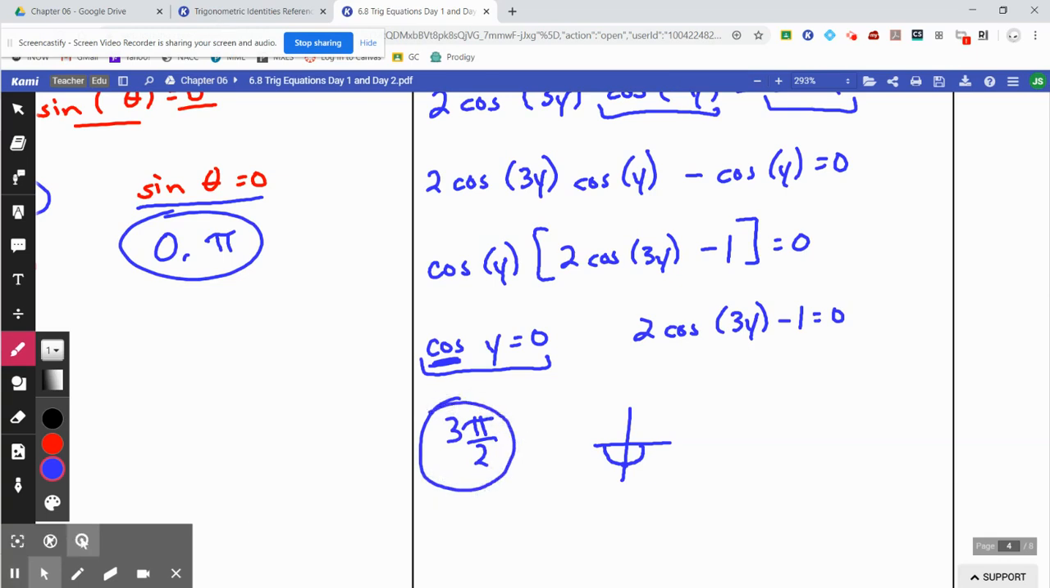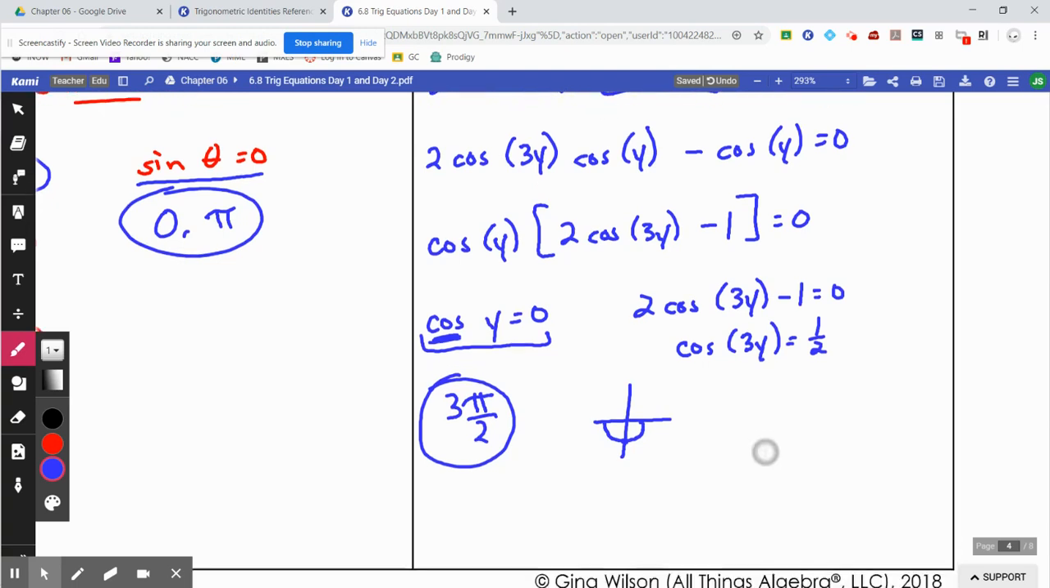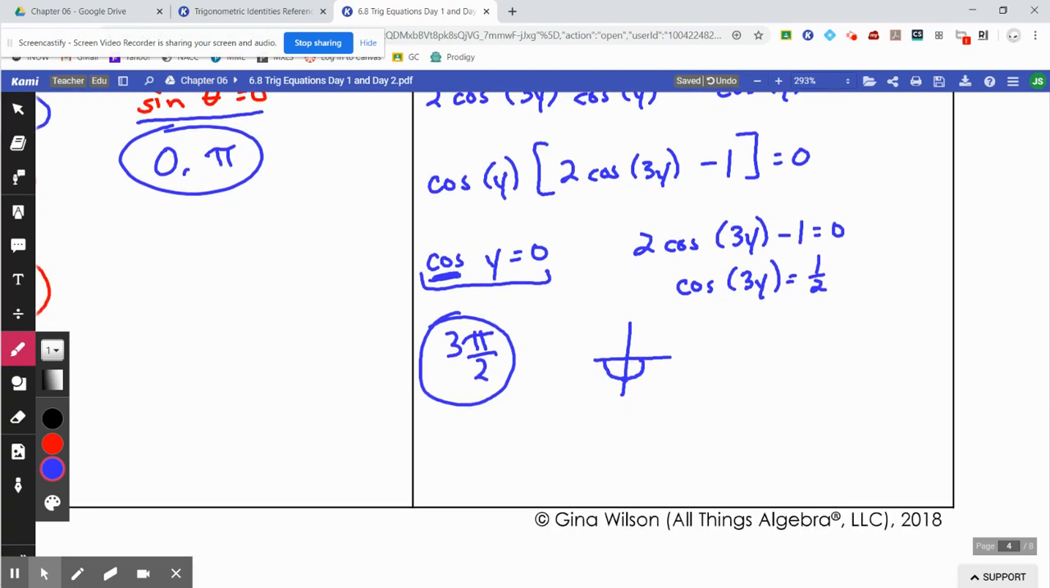Okay, now with the second one, cosine 3y, let's go ahead and move our 1 and 2 over. So I now have the cosine of 3y is 1/2. Before, we had to use the double angle identities and all that. Here I could go in that direction, but there's probably a better way of working this. Let's not worry about the whole 3y stuff yet. Let's simply do the cosine. Where does cosine equal 1/2?